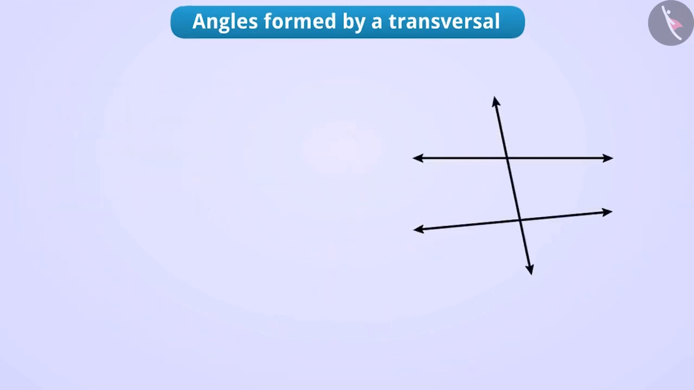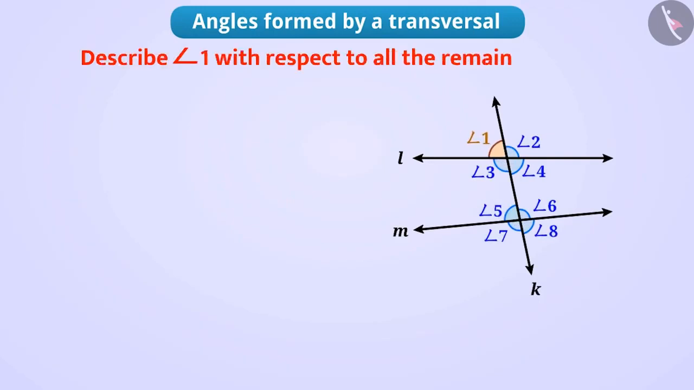Let us look at an interesting question. Here the transversal K of the lines L and M is making the shaded angles. Describe angle 1 with respect to all the remaining angles. Pause the video and think about it. We can see that angle 1 and angle 2 form a linear pair.